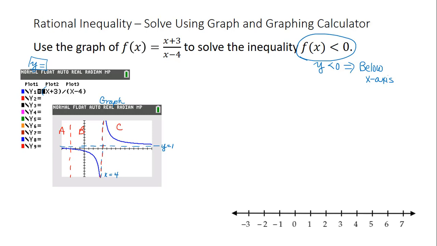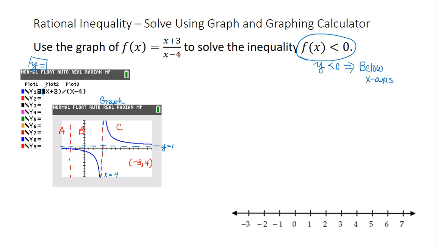So my solution set would be then from -3 to 4. I have to exclude the 4 because it's a vertical asymptote, the function is undefined there. And then the -3 has a parenthesis because I'm not permitted to equal 0, just be strictly less than.